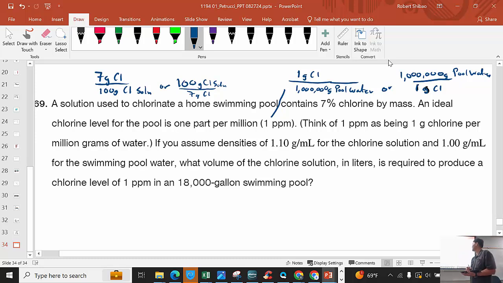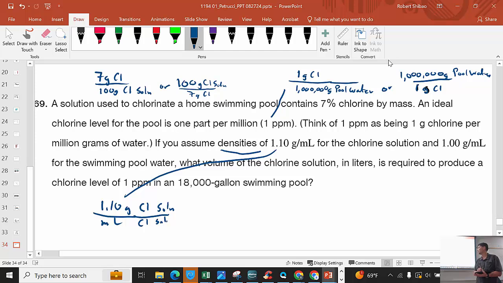All right, then we have densities. Now densities are a bit different because we should know, for example, the density of the chlorine solution. What's the density of water about? 1. And so the chlorine solution has a density of 1.10. What does that mean, 1.10 grams per milliliter? It's 1.10 grams of chlorine solution over a milliliter of chlorine solution.